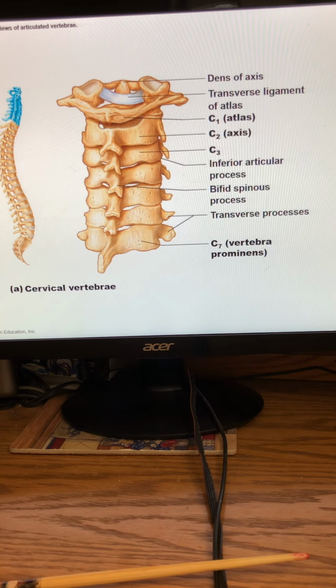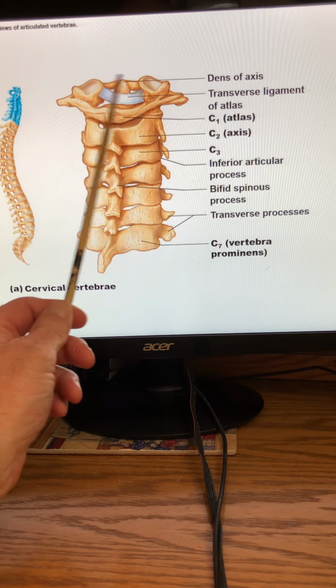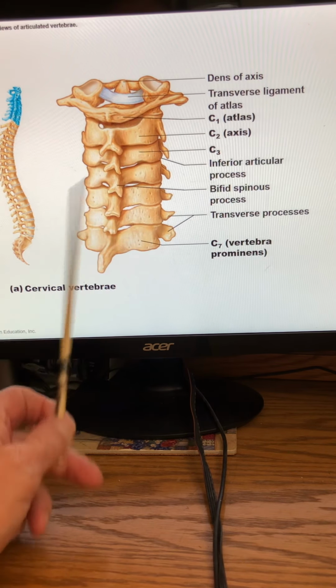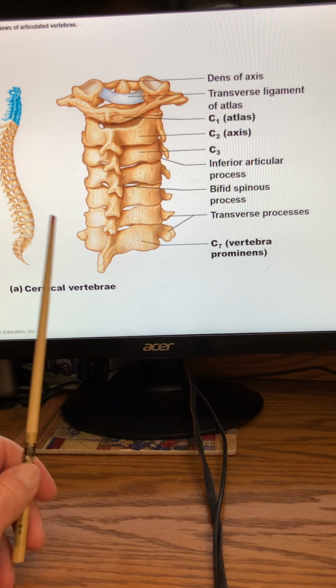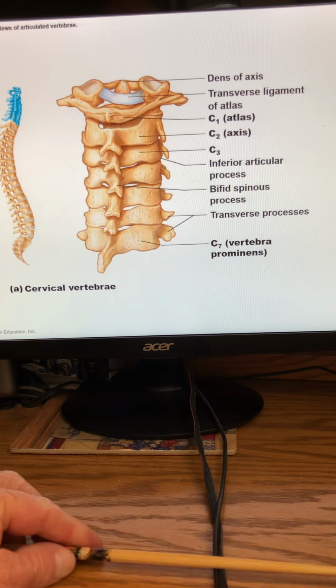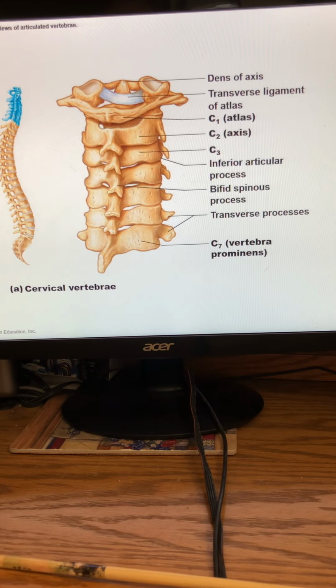So the only two vertebrae that actually have names that you'll ever have to know about are atlas and axis. If you remember, atlas holds up your skull. The occipital condyles sit on top of the superior articular process of the atlas. The unique feature of an atlas is that it does not have a body.